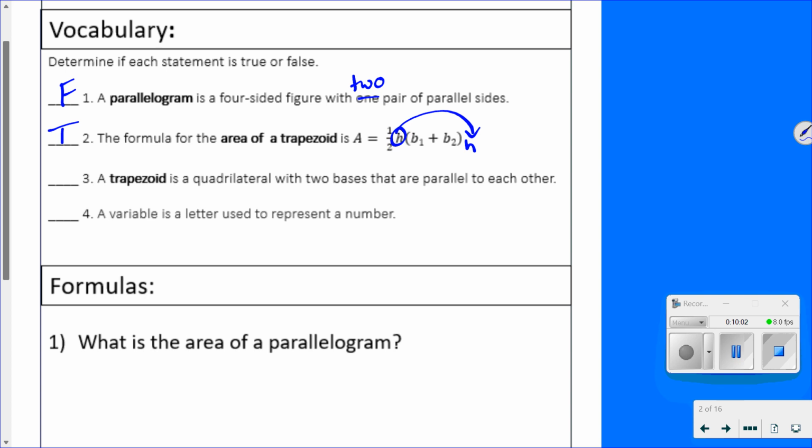Number 3, a trapezoid is a quadrilateral with two bases that are parallel to each other. Show of hands who picked true. Who picked false? It is true. Number 4, a variable is a letter used to represent a number. Show of hands who picked true. Show of hands who picked false. It is true.